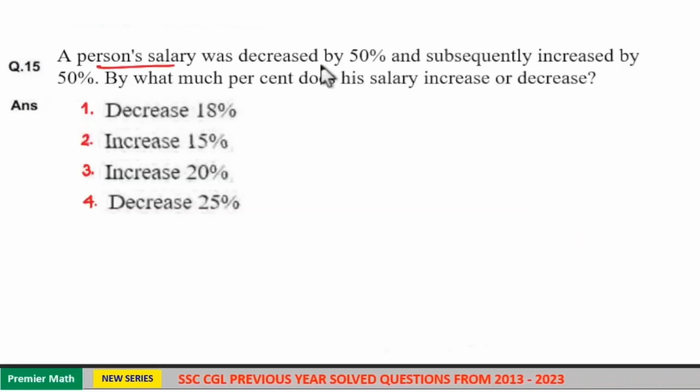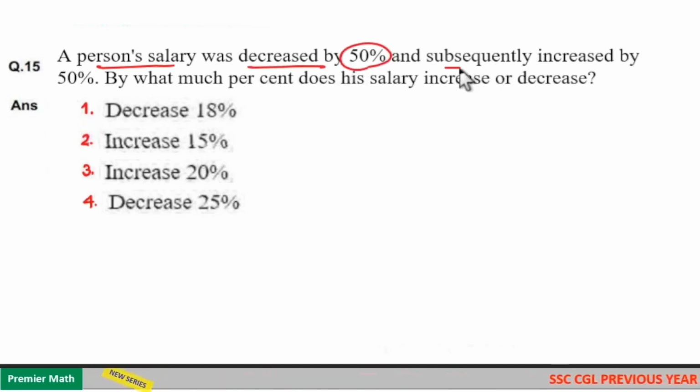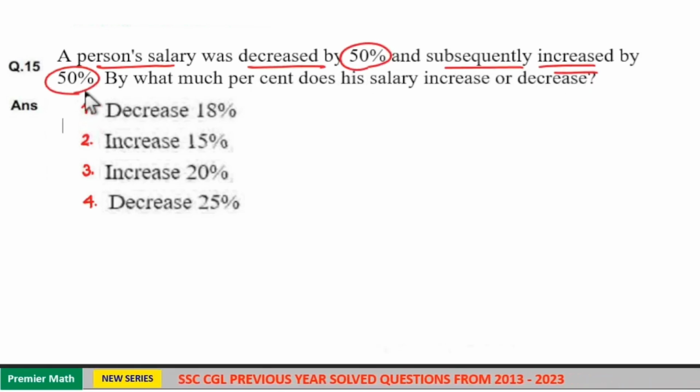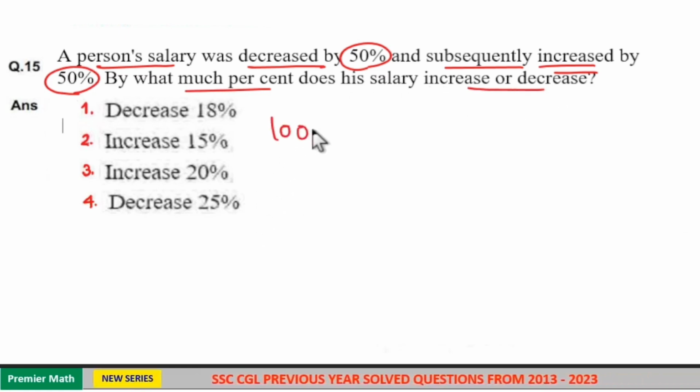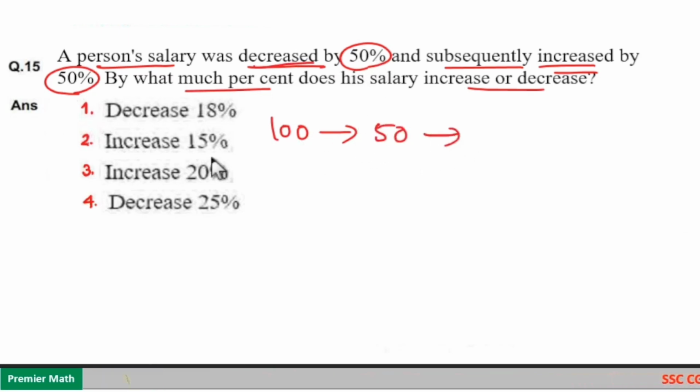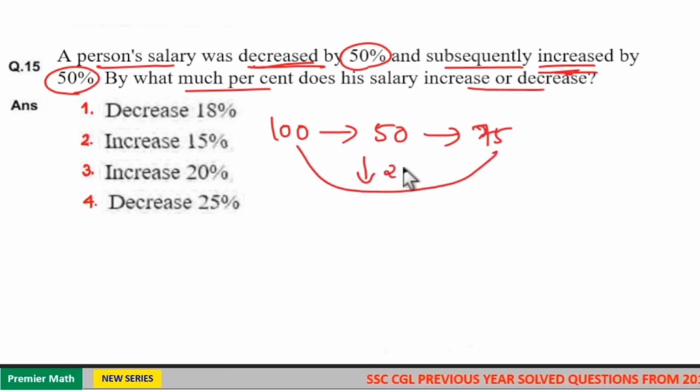A person's salary was decreased by 50% and subsequently increased by 50%. By what percentage does his salary increase or decrease? Initially consider 100 rupees was the salary, then decreased by 50% means 100 minus 50 is 50 rupees current salary. Again increased by 50% means 50% of 50 is 25. So 50 plus 25, 75 rupees. Now salary is 75. So decrement is equal to 25%. 100 minus 75, 25%. Option 4 is your answer.